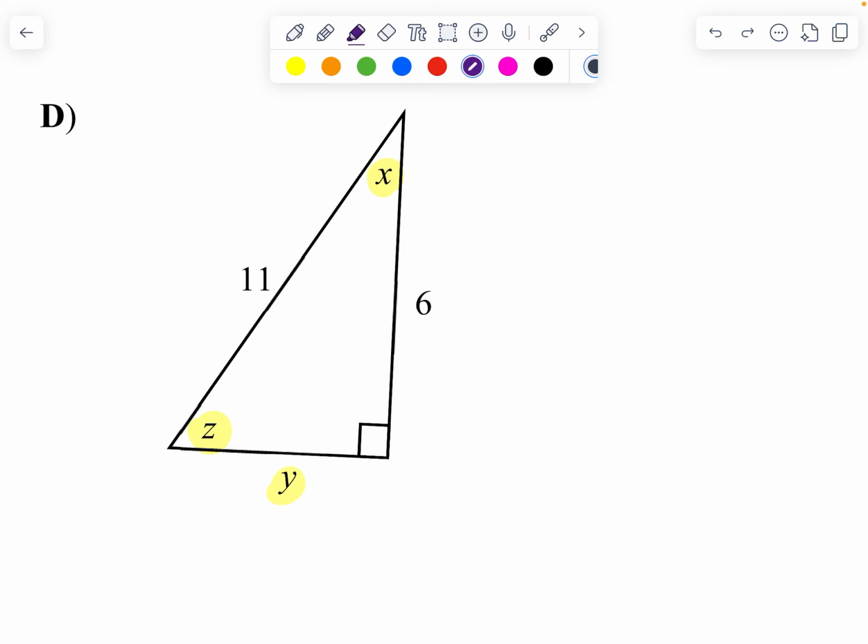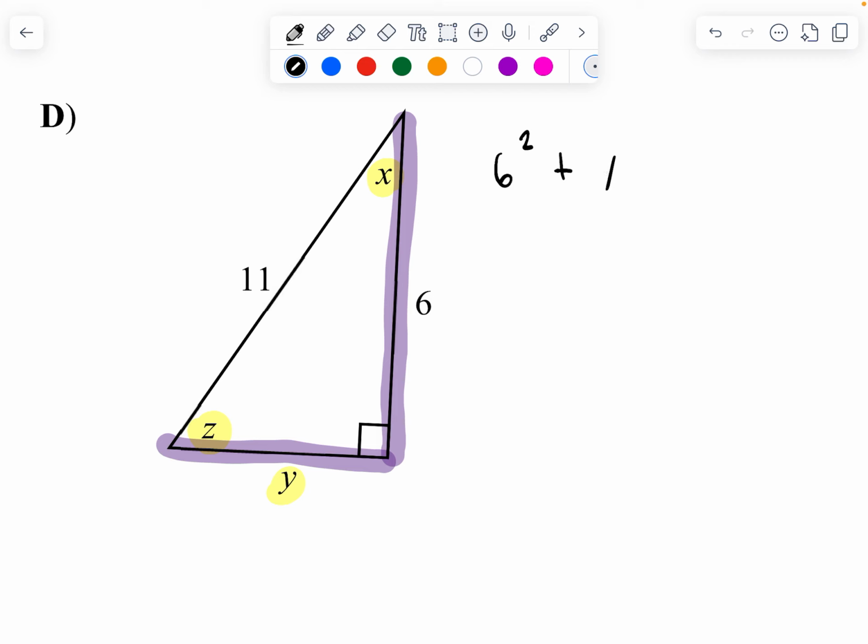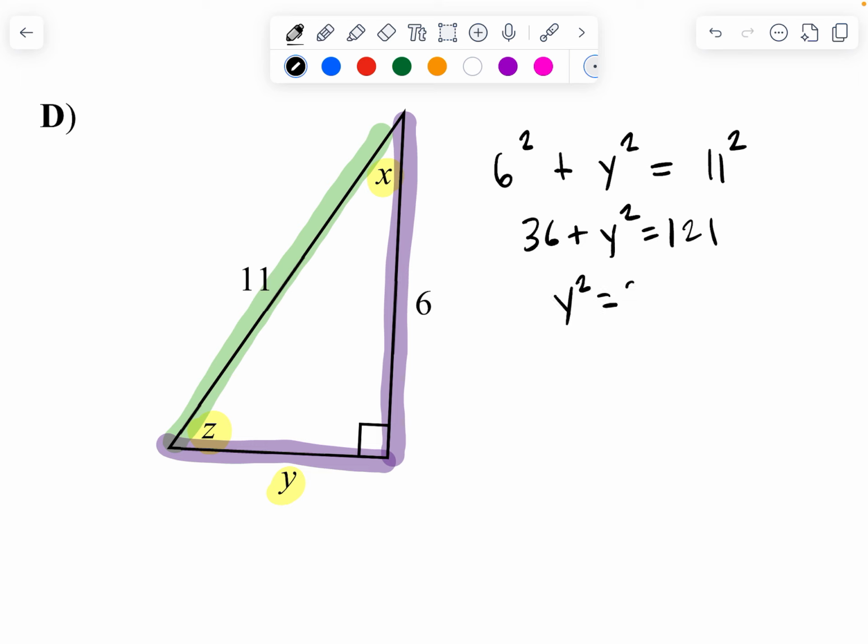So Pythagorean theorem states that you have one of the legs squared plus one of the other legs squared. So 6 squared plus y squared equals the hypotenuse, which is 11 squared. Ta-da! All right, so we have 36 plus y squared equals 121. Subtract that 36 on both sides, so then we have 121 minus 36, and that will give us 85. So y squared equals 85, right?